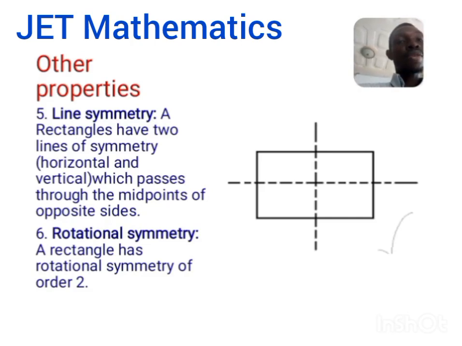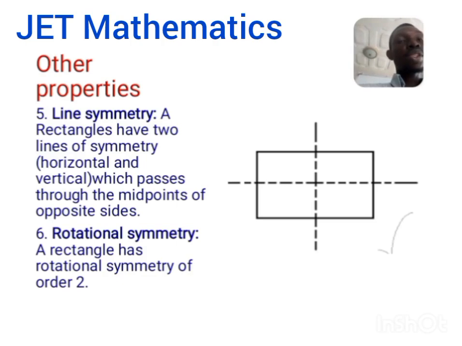Okay, let's look at the lines of symmetry. A rectangle has just two lines of symmetry. A rectangle has two lines of symmetry, the horizontal and the vertical, which pass through the midpoints of opposite sides. Looking at the shape you have there, those lines indicate the lines of symmetry of the rectangle. Remember, a line of symmetry is a line that divides the shape into equal halves. So these two lines divide the rectangle into equal halves.